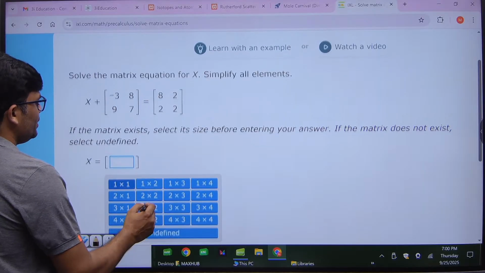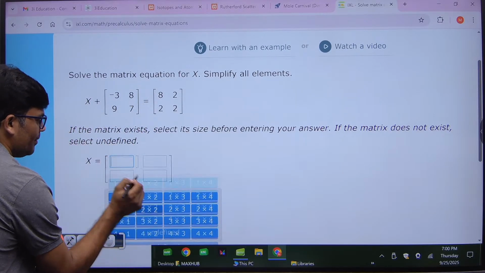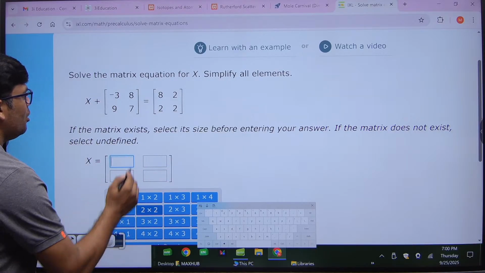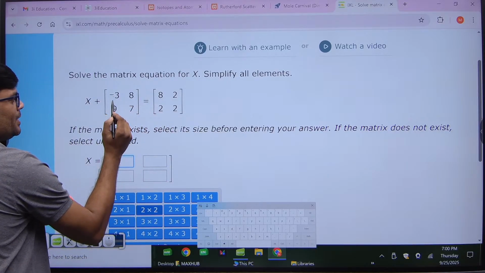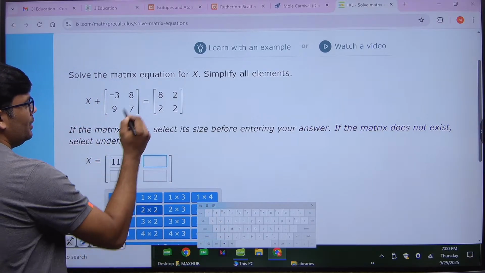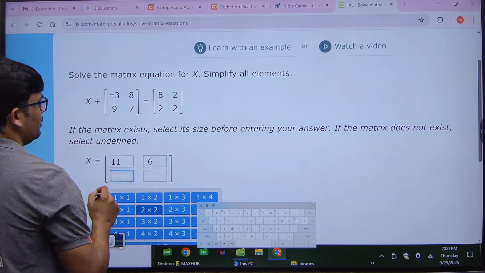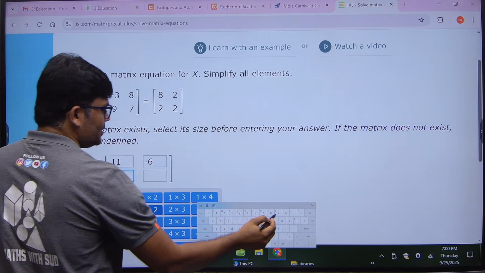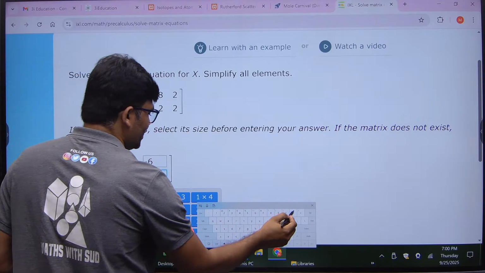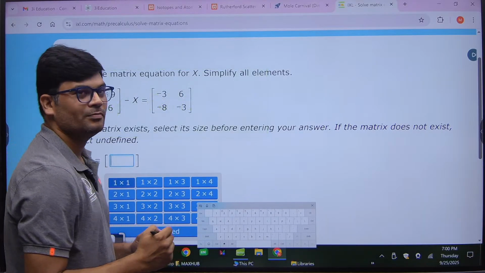Okay. So in this case, you have to first choose what kind of matrix this is. So this is a 2 by 2 matrix. Click on 2 by 2. I've got 4 parts. Now first 8, this will become +3. So 8 plus 3 is how much? 11. So I will fill this with 11. Then 2 minus 8 will be -6. Then 2 minus 9 will be -7. And then 2 minus 7 will be -5. Okay, and then you will submit and you will get your result.